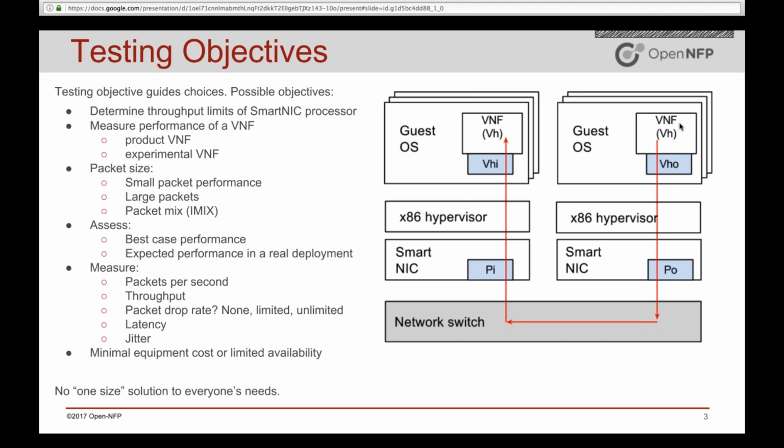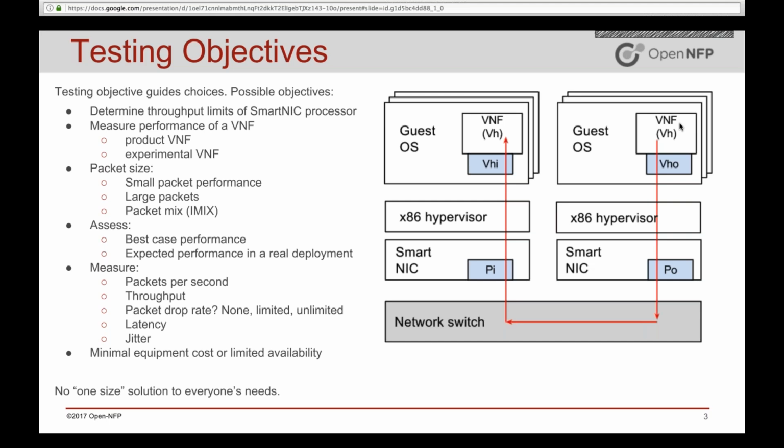Further, are you trying to measure the very best case that the system can achieve, or are you trying to measure something that is going to approximate a real deployment and a real user use case? What are you trying to measure? Are you trying to measure the number of packets per second that you can achieve or the throughput? Of course, the throughput and the packets per second are complementary.